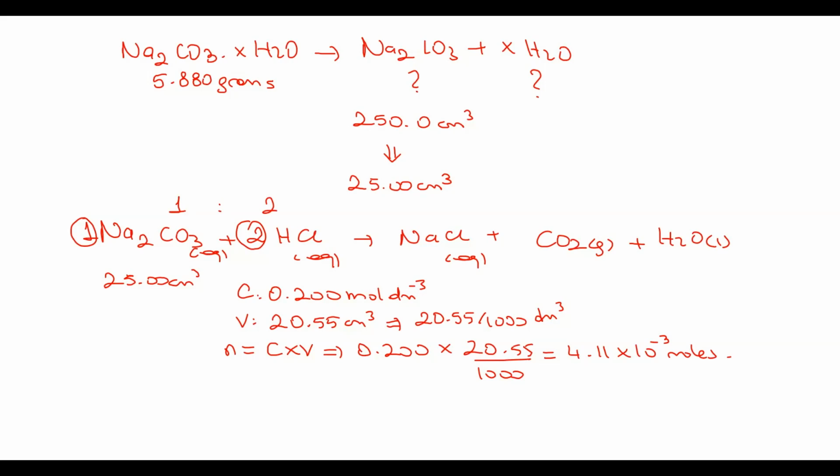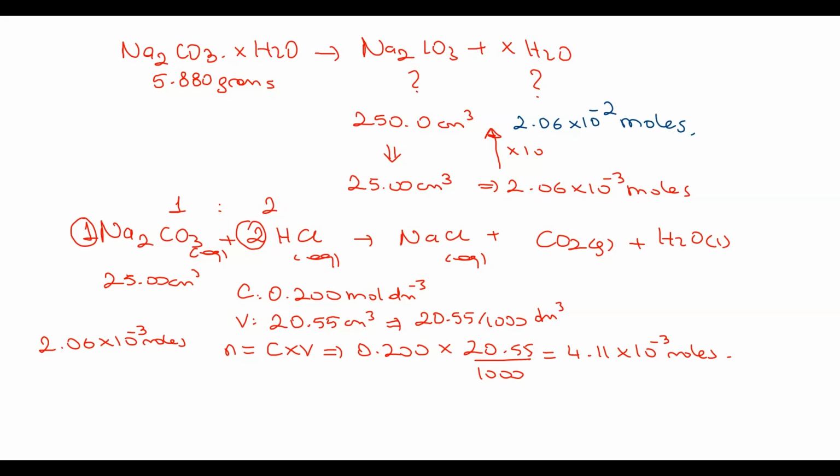Now we can calculate the number of moles of sodium carbonate because the ratio is 1:2, so we divide this number by 2, and it will be 2.06 × 10⁻³ moles of sodium carbonate in the smaller portion, which is 1/10 of the original solution. So if we have 2.06 × 10⁻³ moles in the 25 cm³ portion, then we need to multiply this number by 10 to find the number of moles in the original solution, which is 250 cm³. So the number of moles of sodium carbonate in the original solution will be 2.06 × 10⁻² moles. So let me continue on the next page.